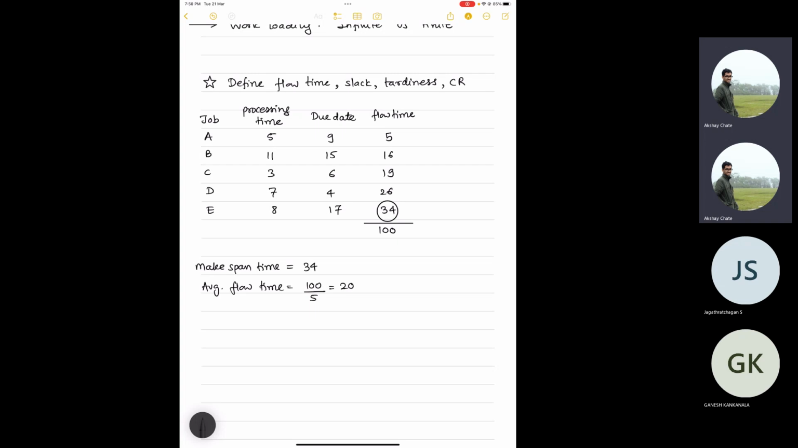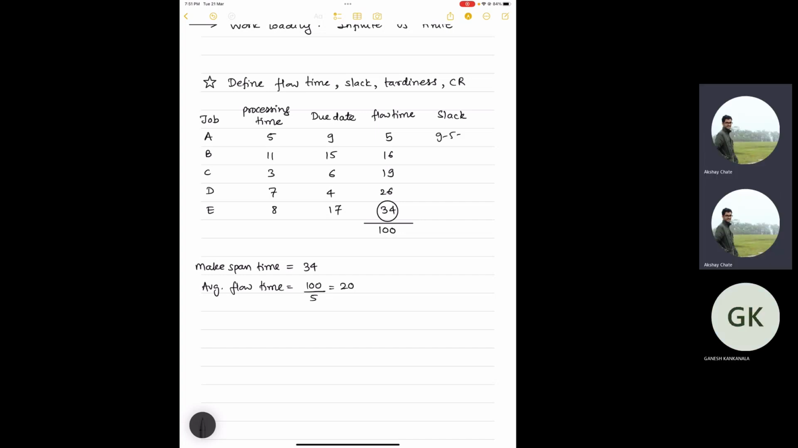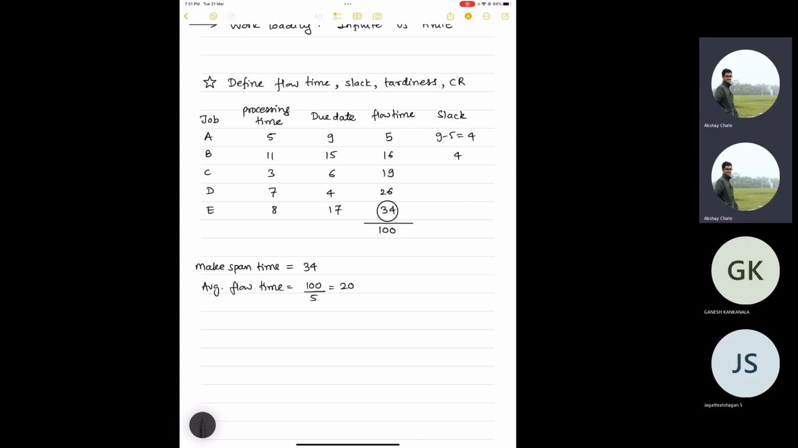Then there is this thing called slack. Slack is how much time you can afford to delay a particular job. For example, for job A, I need 5 days to produce it, but I have 9 days of delivery time. So I have 9 minus 5, which is 4 days of slack. In case of B, again the same 4 days of slack. In case of C, 6 minus 3 is 3 days.